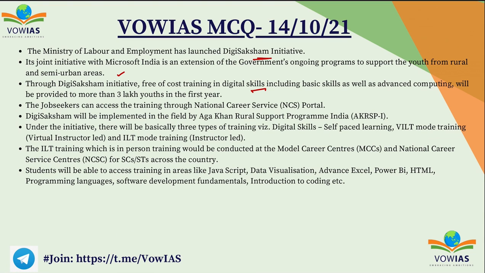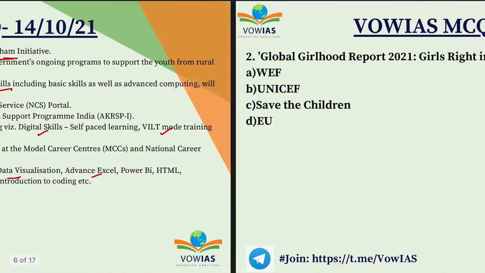Under the initiative, there will be basically 3 types of training: Digi Skills, WILT model training, and ILT model training for the instructors. The ILT training, which is an in-person training, would be conducted by the Model Career Centers and National Career Centers for SC and ST across the country, and the students will be able to access training in the areas like JavaScript, data visualization, advanced Excel, Power BI, HTML, programming languages, software development fundamentals, introduction to coding, etc. Right? Now let's look at the second question.